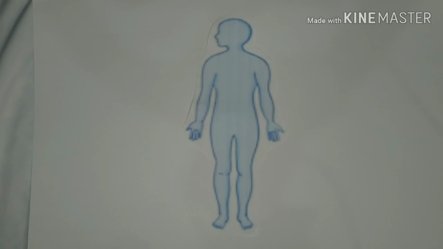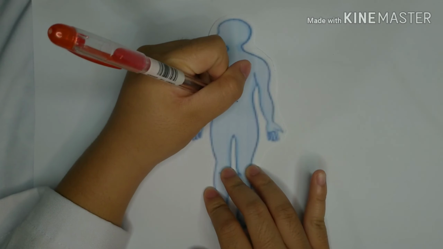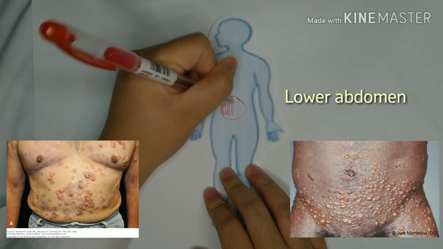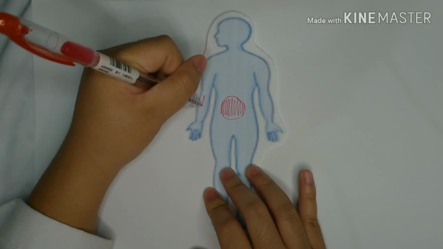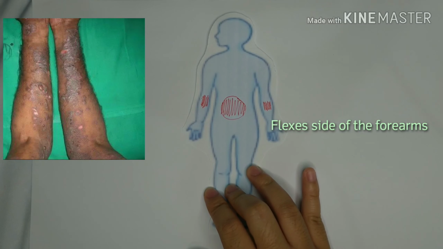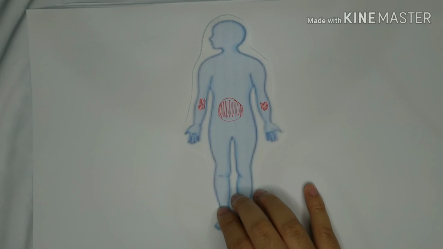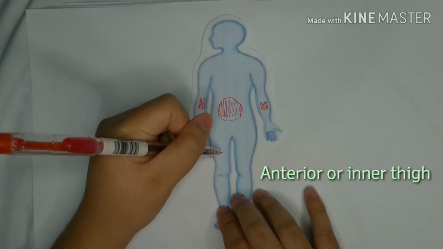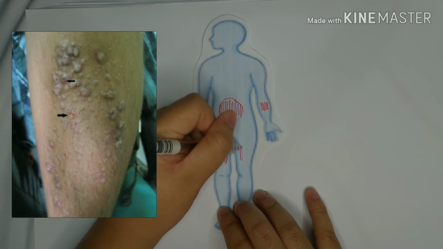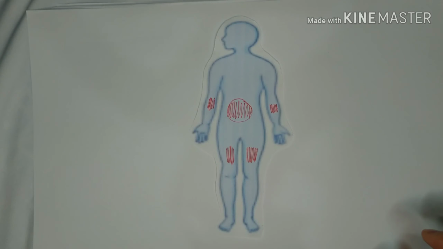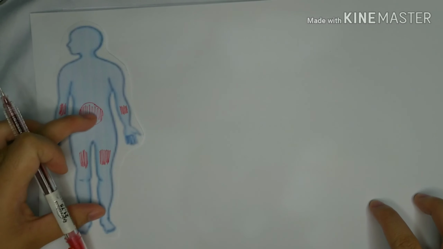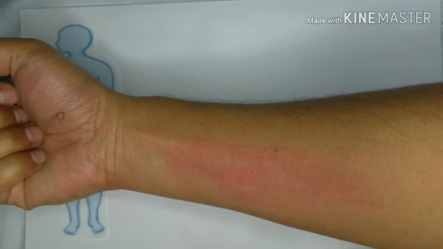Bullous Pemphigoid is most commonly located on the lower abdomen, flexor side of the forearms, and anterior or inner thighs, but can also involve other areas as well. Unlike pemphigus vulgaris, it doesn't typically involve the oral mucosa.